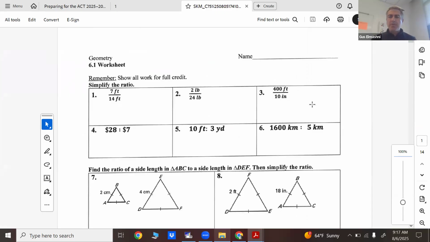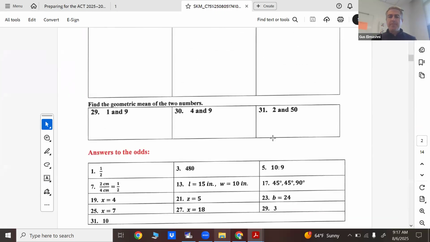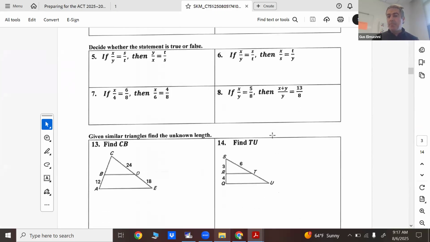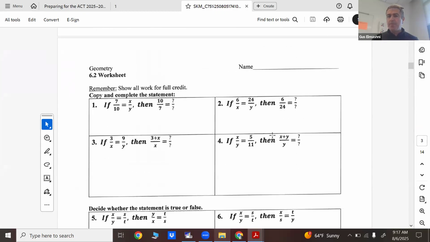So just to take a quick scan of this, this is a bunch of different worksheets on proportions as well as similar triangles. We'll talk about similarity in a moment.